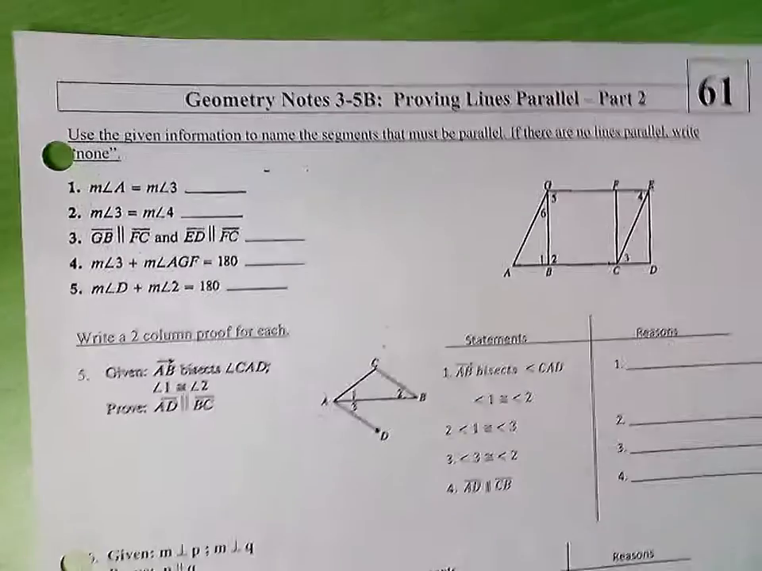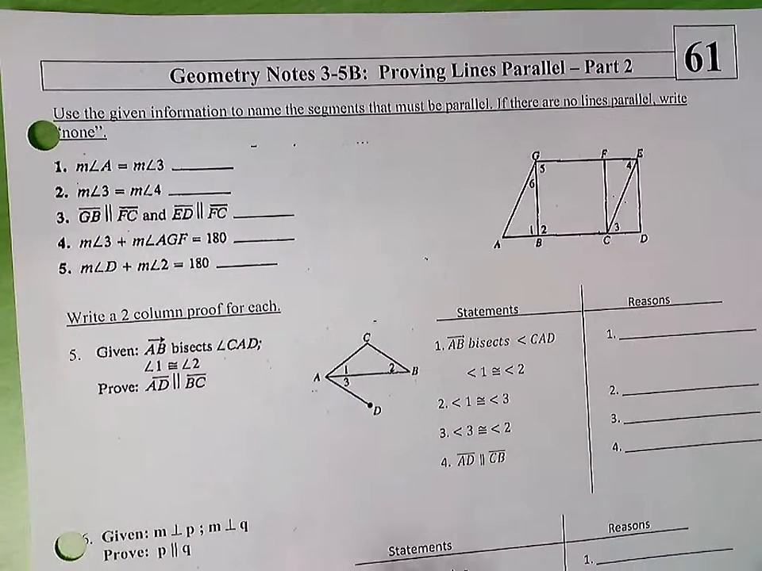Starting off at the top, these ones are like the ones that you did on your assignment at the very top. So I want you guys in your groups to do 1 through 5. You need to state which lines are parallel given that information, and then tell me why. So what reason would they be parallel? Do those first 5, and then we'll go over them.